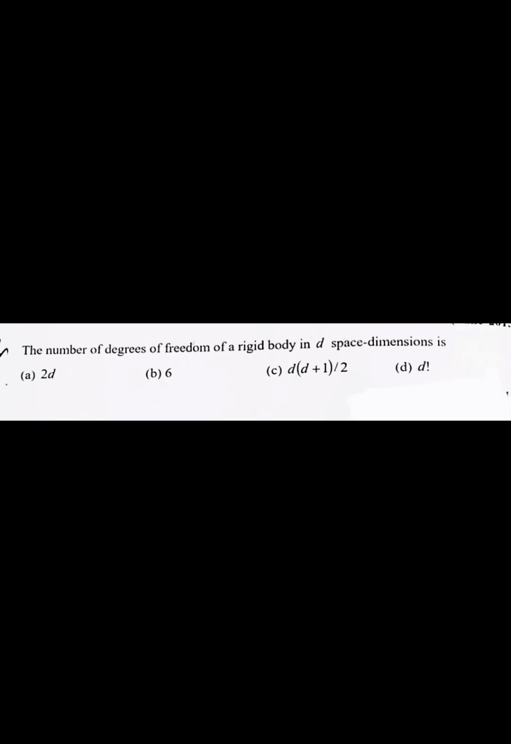So the next question is, the number of degrees of freedom of a rigid body in d space dimension is. The options are 2d, 6, d into (d plus 1) by 2, d factorial.